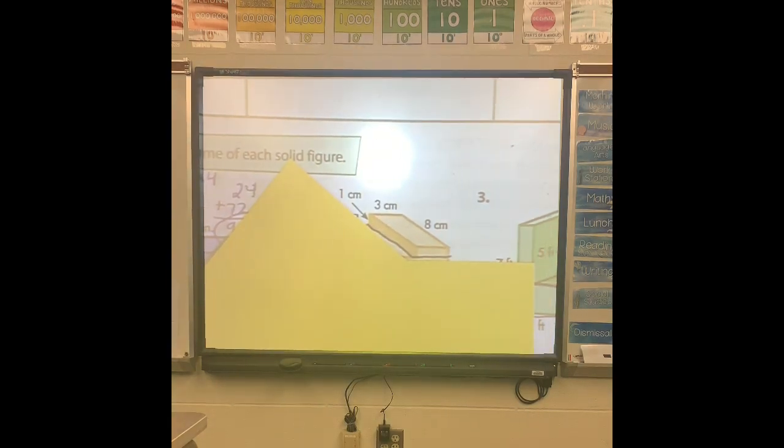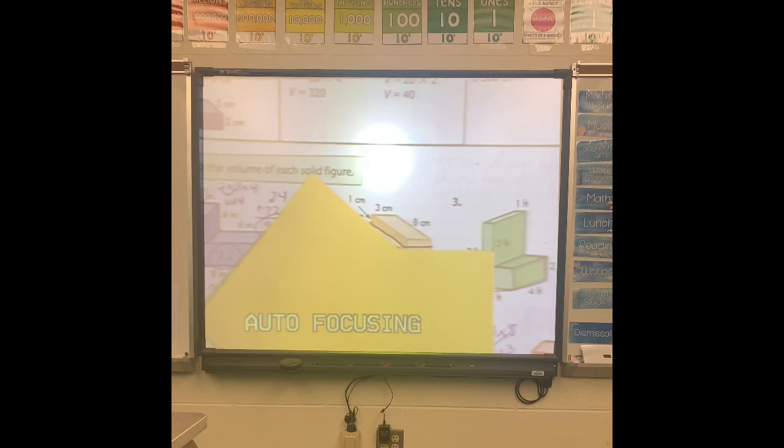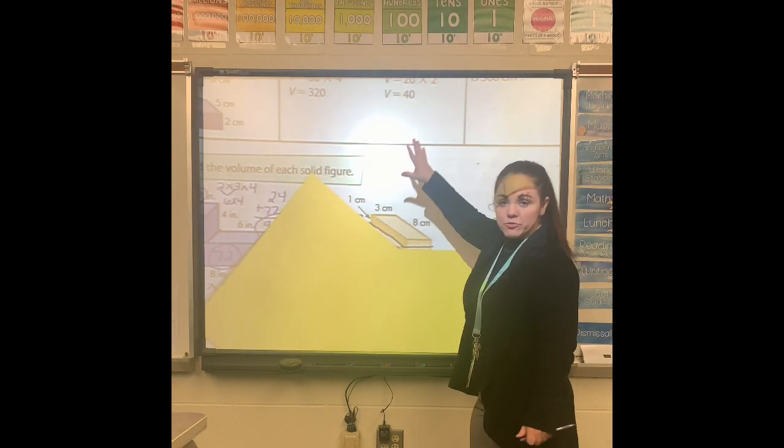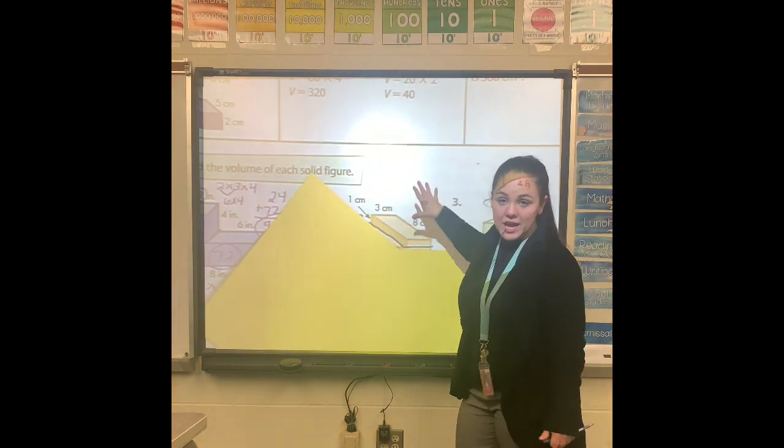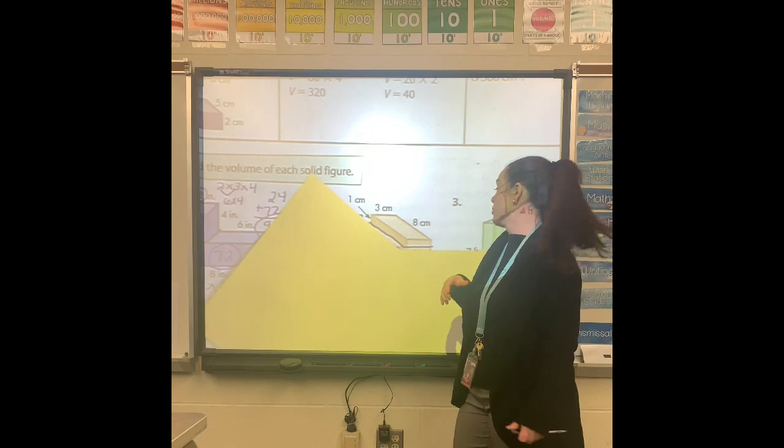Now, these math books, I feel like they were not invented by teachers, because they do not give you a whole lot of room to work. So you'll see that my work, I might have to go up here. I feel like these were not designed by teachers because we would have given you a lot more work.